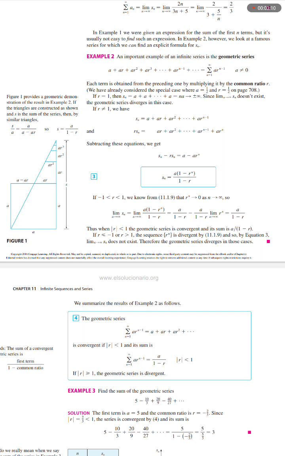Look at the sidebar. Figure 1 provides a geometric demonstration of the result in example 2. If the triangles are constructed as shown and S is the sum of the series, then by similar triangles S over A equals A over A minus AR. So S equals A over 1 minus R. See figure 1.